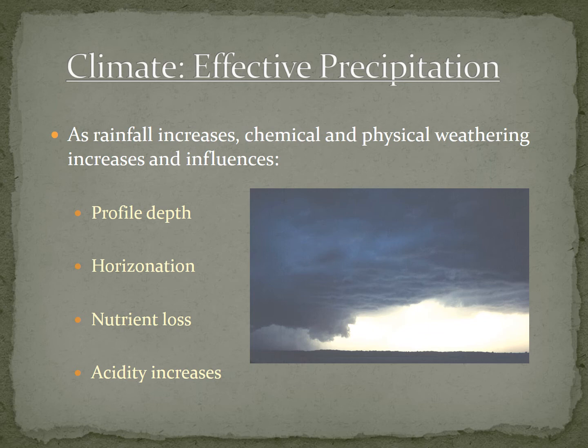For effective precipitation, we're going to say that as rainfall increases, chemical and physical weathering increases and can influence the depth of profile, because the more water, the more ability to move things via water through the profile, which increases the number of horizons developed because we see more eluviation and illuviation happening. We see nutrient loss through leaching processes of water moving through the profile. And because of this, we see acidity increasing.